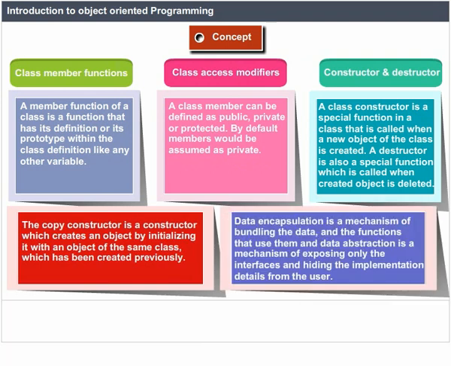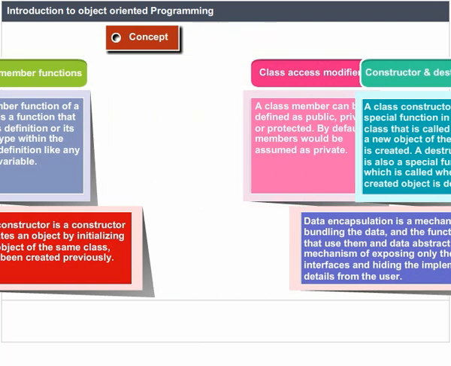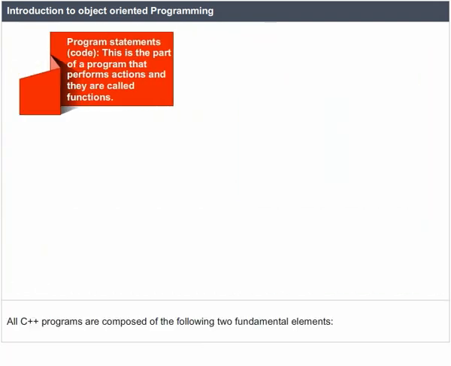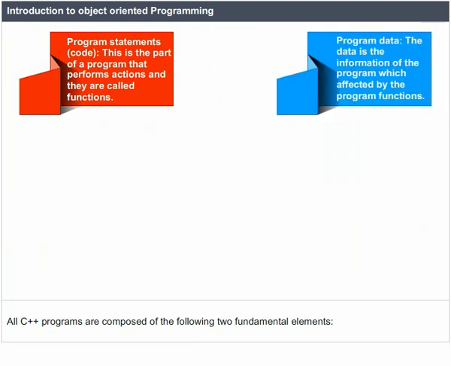Data encapsulation is a mechanism of bundling the data and the functions that use them, and data abstraction is a mechanism of exposing only the interfaces and hiding the implementation details from the user. All C++ programs are composed of the following two fundamental elements: program statements, code. This is the part of a program that performs actions and they are called functions. Program data. The data is the information of the program which is affected by the program functions.